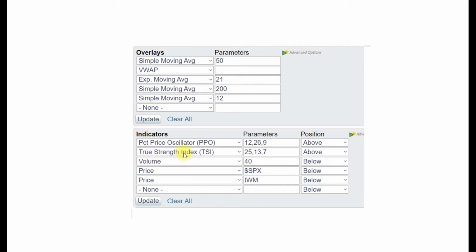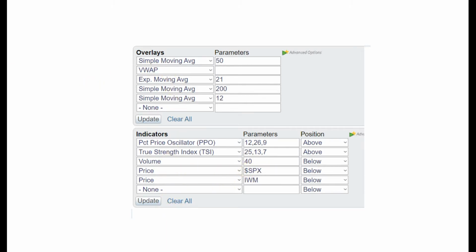Here, the true strength indicator, we put the volume. Let me tell you something about volume. On the volume we put 40 days, but the chart has another adjustment. We put 40 days because we're superimposing this 40-day average onto the volume chart. Then here's the tricky part.